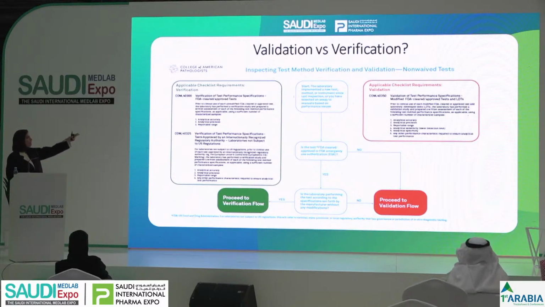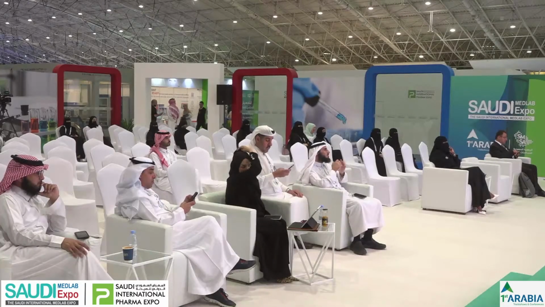In the green squares are the verification requirements, and in the orange color are the validation requirements in the CAP checklist. You will find similar requirements in CBAHI and in ISO, but in a different way.